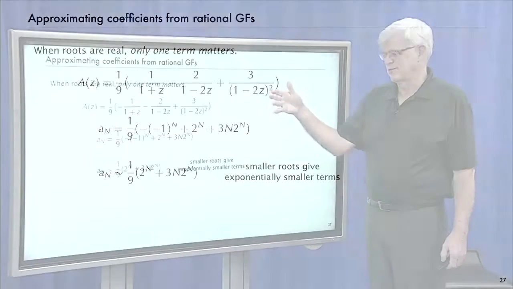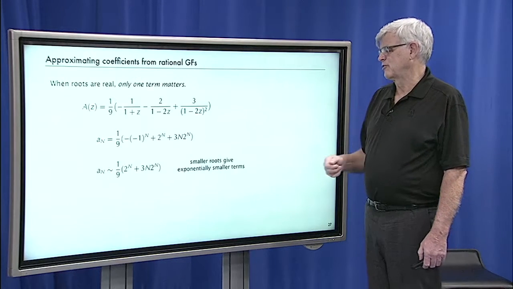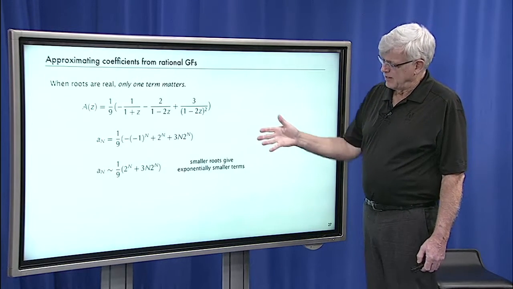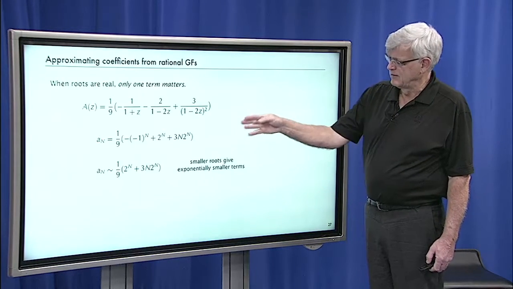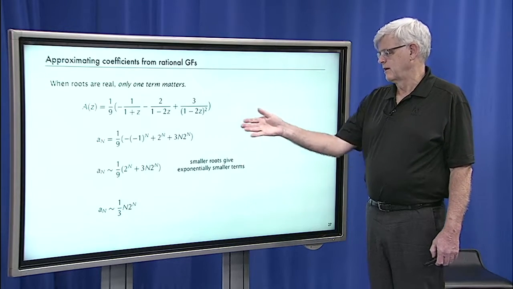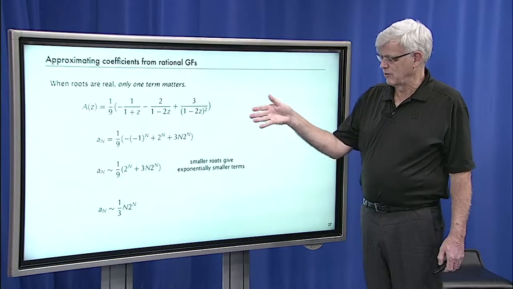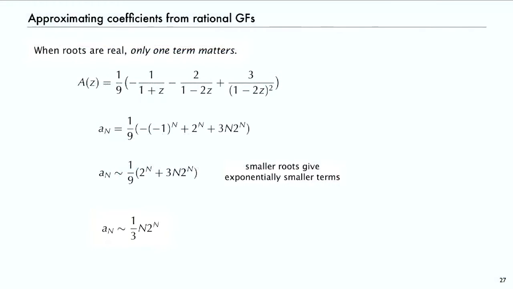These are excellent approximations. There's no problem with that. So smaller roots give exponentially smaller terms. When there are multiple roots, as in this case, it's not exponentially smaller, but we'll usually also just keep the largest of the terms. In this case, we'll say that a sub n is asymptotic to 1/3 n 2 to the n. And this is going to hold in general no matter what the roots are if they're real.